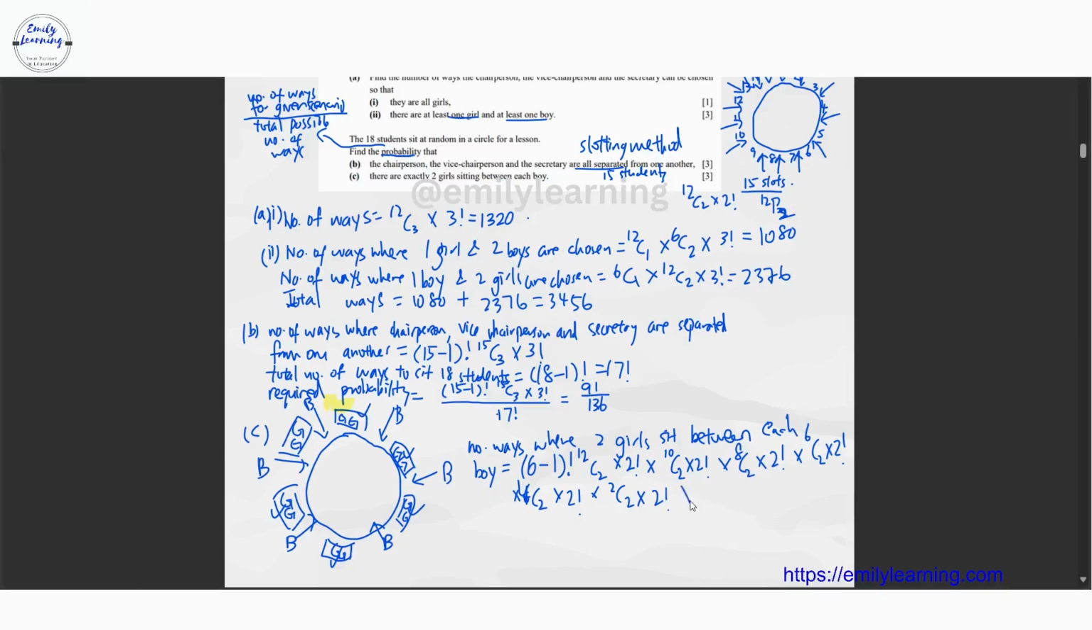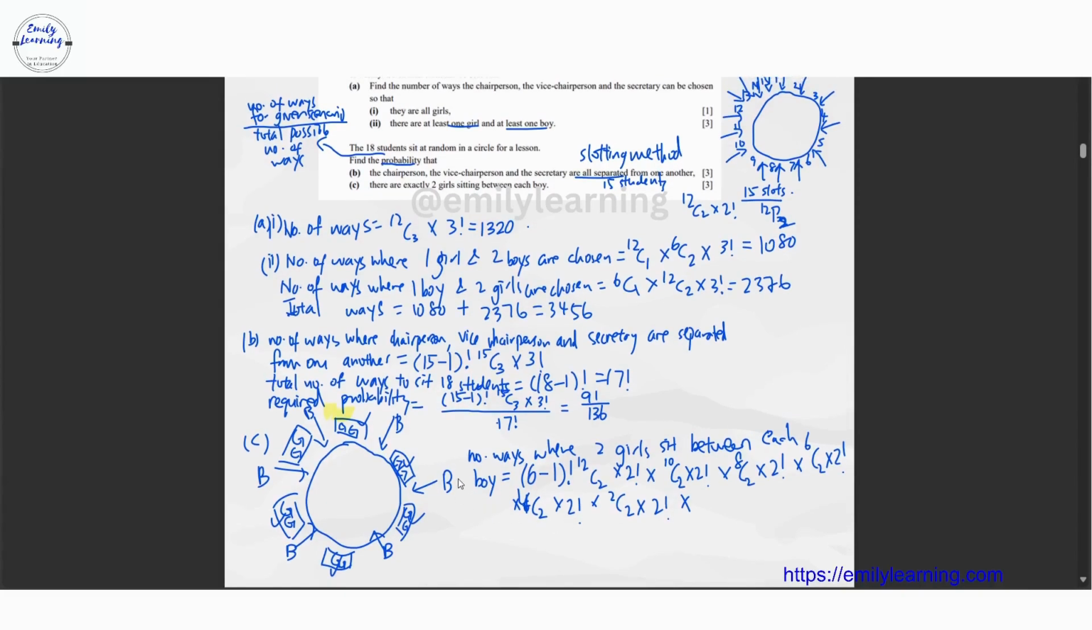Then next, I need to multiply by the number of ways that I can sit the boys. So there's 1, 2, 3, 4, 5, 6 slots available. And all the slots will be occupied by the boys, right? And the boys can swap position, can permutate among themselves. So the number of ways to sit these 6 boys will be 6 factorial. I will not evaluate it for now because later on it's going to be a very big number. So I'll just evaluate it later.